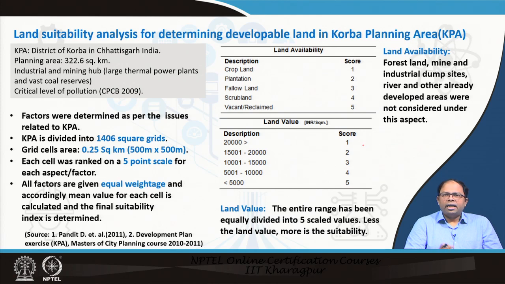We had an urban boundary and much of that area was empty. So, we were trying to determine where we should propose future land uses, particularly where we should propose development, either residential, commercial or any other kind of development. Korba is a district in the state of Chhattisgarh. The total planning area is around 322 square kilometers.